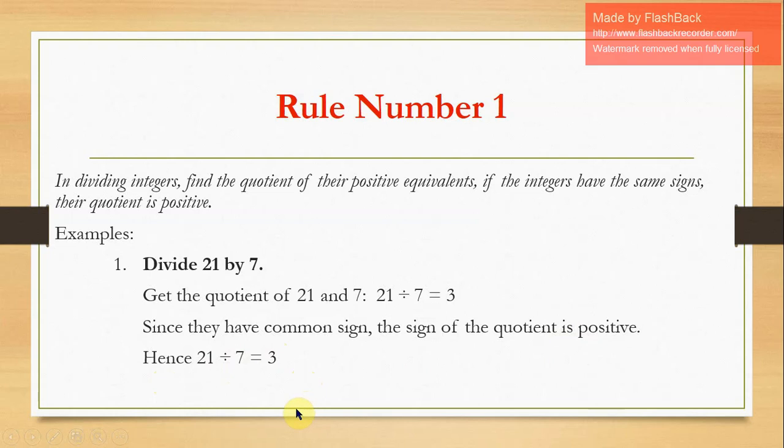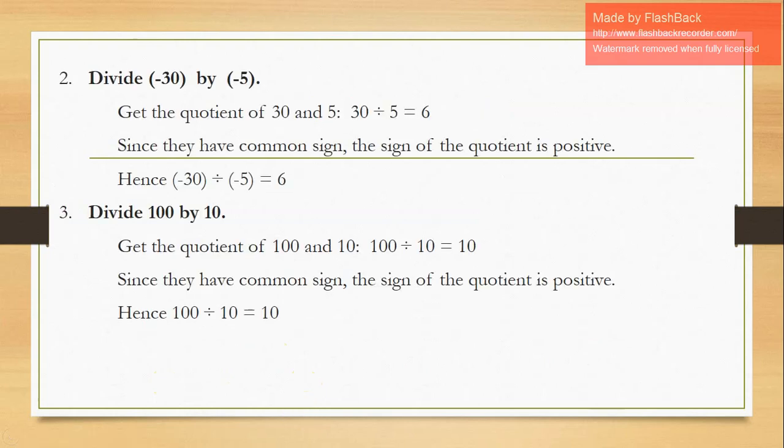Now, let's have another example. Suppose you are tasked to divide negative 30 by negative 5. What is the first step? Divide the number, disregard the sign. So, get the quotient of 30 and 5. That is 30 divided by 5, which is equal to 6.